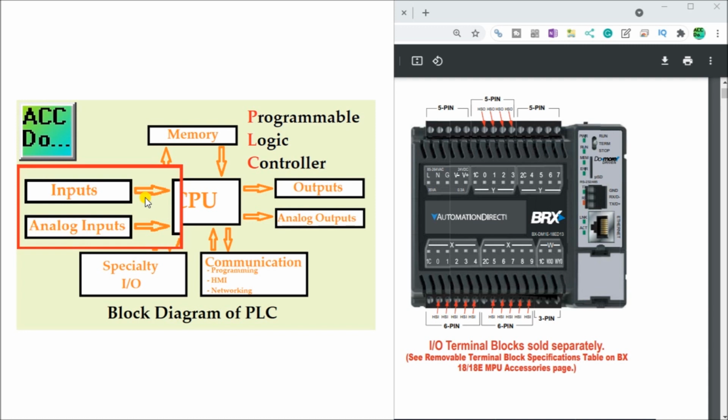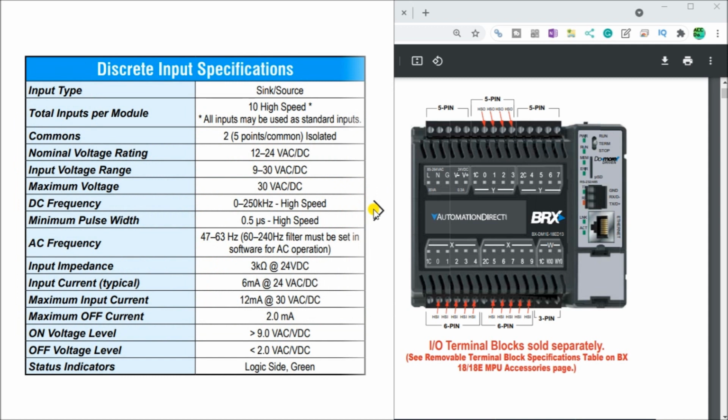So the first thing we will do is look at the discrete inputs that we have on our PLC. Looking at the specifications here, you can see that we have on our PLC 10 inputs, two commons, so 5 points per common. And the power supply per common can be sinking, 0 volts on the common, it can be sourcing, plus voltage on the common, or AC inputs. So that's why you see that we have 12 to 24 volt for our nominal rating, volts AC or DC.